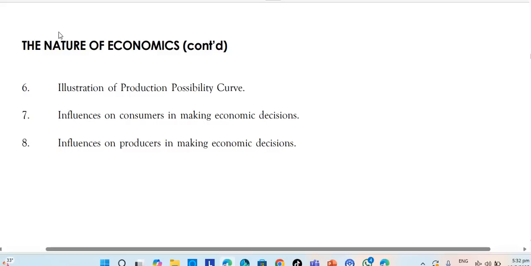Now, when we move from one point to another on the curve, we have to give up some of one good to get more of the other. So when you move on the curve, you have to give up something to get more of the other. That trade-off, and remember what trade-off is? Giving up something to get more of the other, to benefit more from the other. Now, that trade-off represents the opportunity cost. Did you get that, guys?